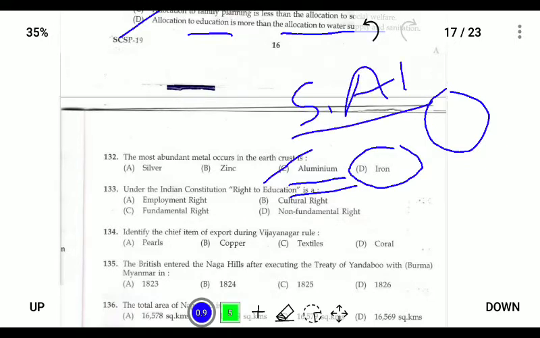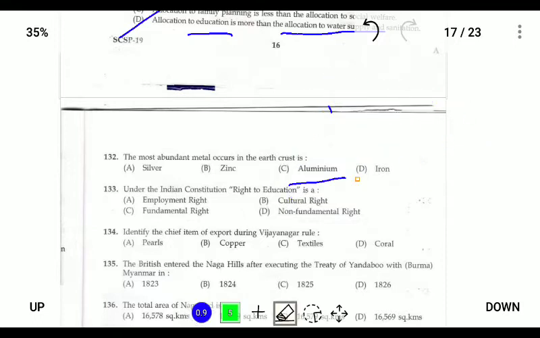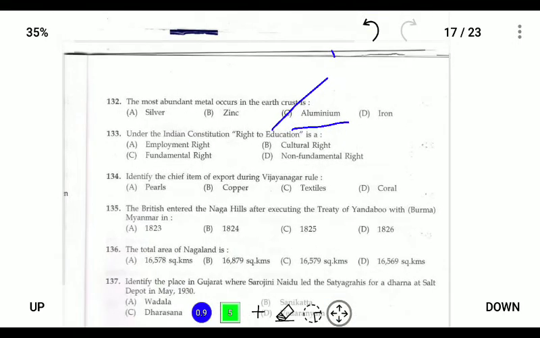Actually, that is silicon and aluminium, and the metal is aluminium. The non-metal is silicon. So silicon and aluminium are the most abundant elements in the Earth's crust, and silicon is a non-metal.